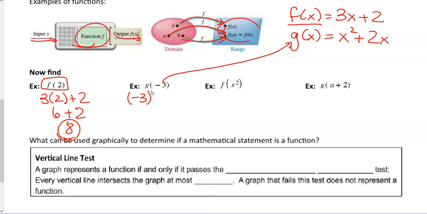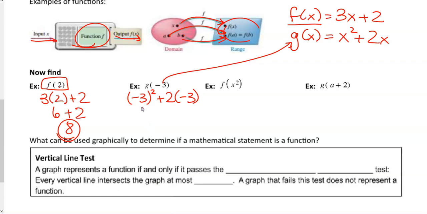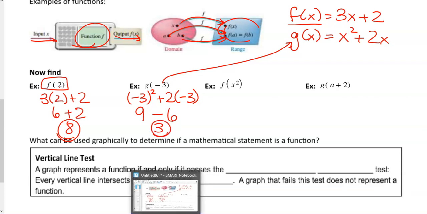So that tells me to take my number and square it, then add twice of that number. And again, by order of operations, we're going to simplify this. So we're going to be able to make this a 9, and then 2 times the negative 3 is a minus 6. Therefore, 9 minus 6 gives me a 3.